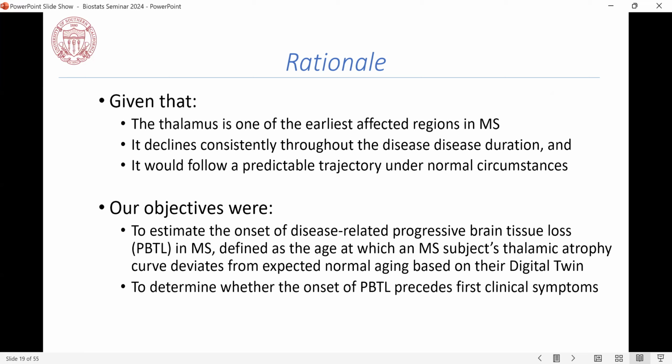All right. So our objective is to establish the onset of disease-related progressive brain tissue loss. So this is not the clinical onset, it's the onset of disease-related progressive brain tissue loss for MS. So it's very close to the biological onset, but we can't say it is the biological onset, but it's closer. Okay, we should try to look at when the brain tissue started deviating from the normal.